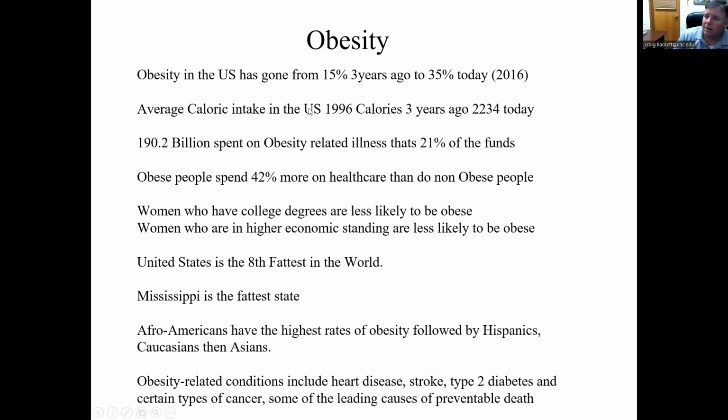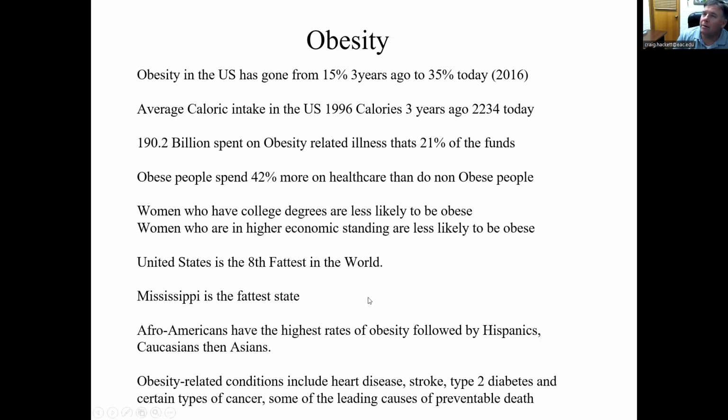And it's higher now. Our calorie counts 3 years ago, so that would have been 2014 or 13, was 1996, and then now it's 2,234. So this keeps creeping up, and that explains why our obesity rates are going up. A ton of money is spent on this. It's one of those issues that we can do something about, but it takes a little bit of effort. I'm not sure if the United States is still 8th fattest. We're pretty close. Mississippi still is, last I checked, the fattest state.